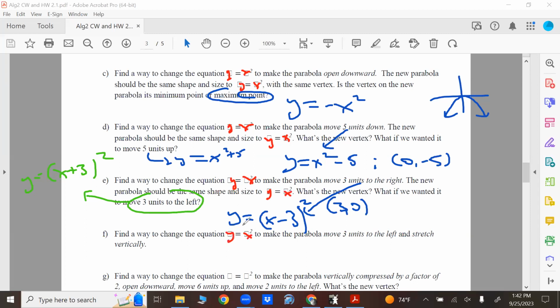Now, if you want to go 3 units to the left and stretch vertically, you do y equals, go back to blue, y equals, you could put a 2 in front if you want, and x +3 squared. Wait, 3 squared? Oh, because it said go 3 units left. So you do that for F. That's a possibility. G is a doozy.